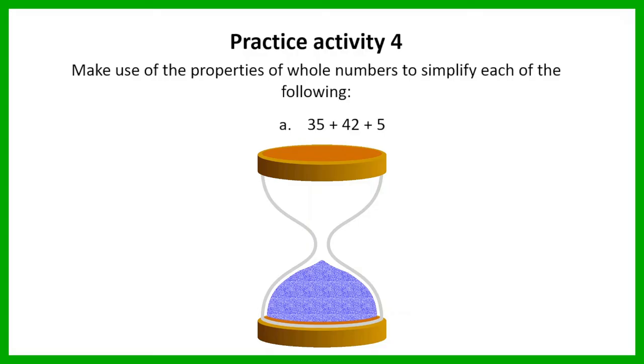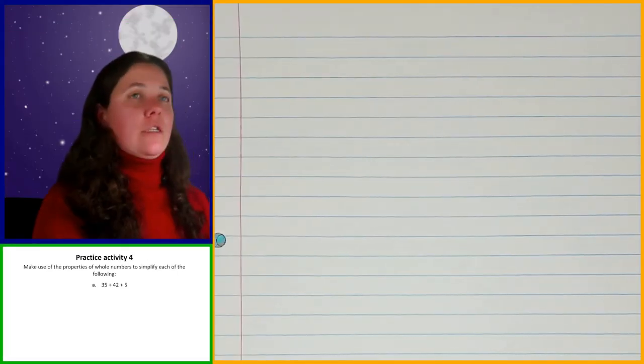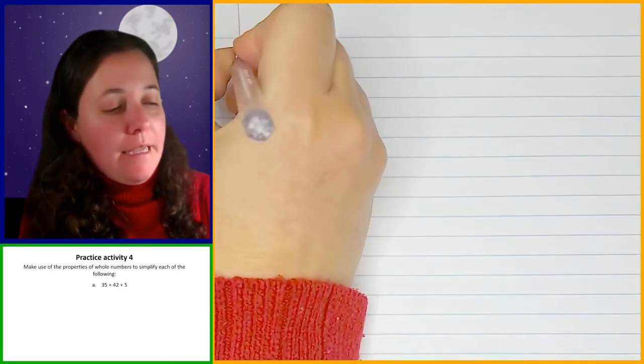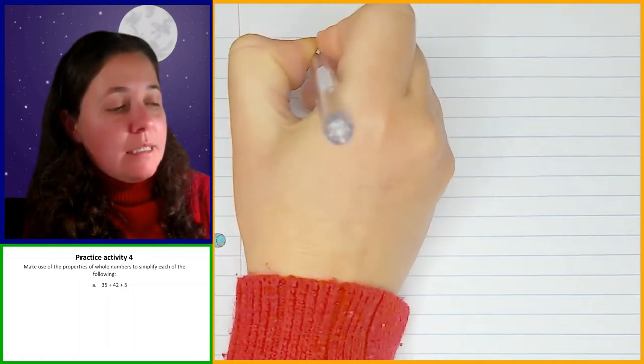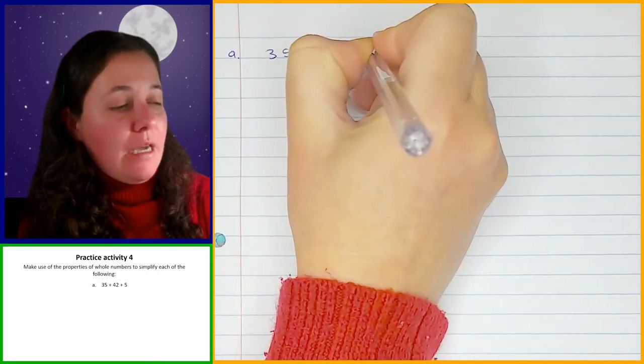Okay, hopefully you are done with that one by now. So let's go through that example. So question A, you had 35 plus 42 plus 5.